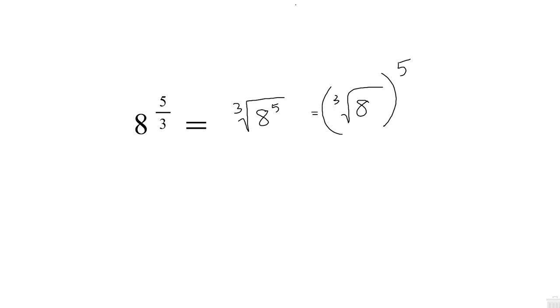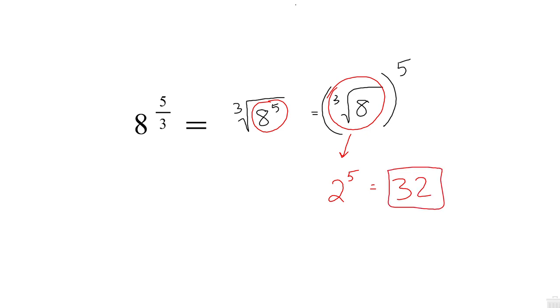We can either do 8 to the 5th power first and then find the cube root of that, or we can find the cube root of 8 first and then raise that to the 5th power. So I think pretty obviously the easier method here is going to be the second one, where we take the cube root of 8, which is 2, and then raise that to the 5th power. And 2 to the 5th power is 32.